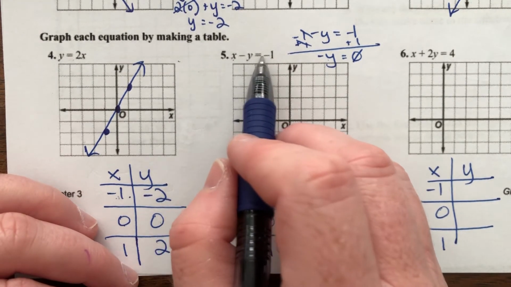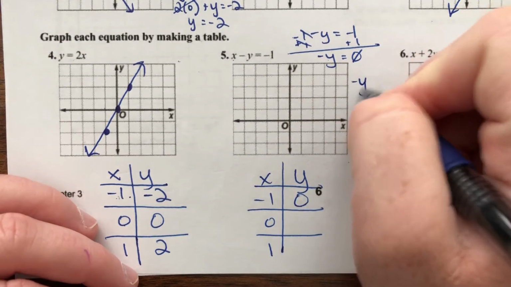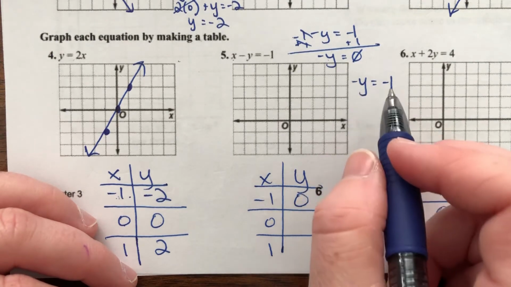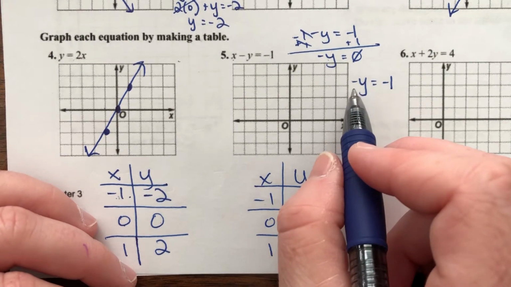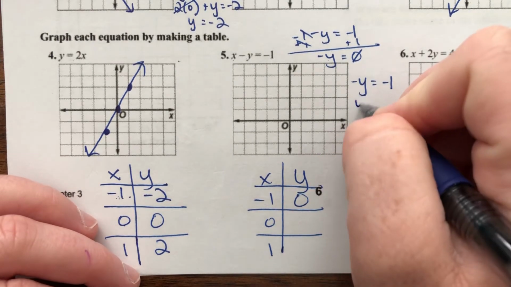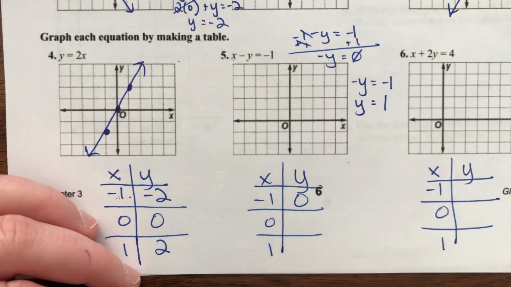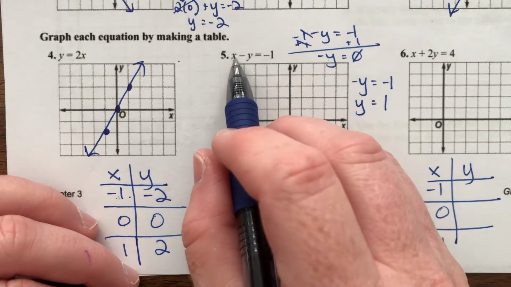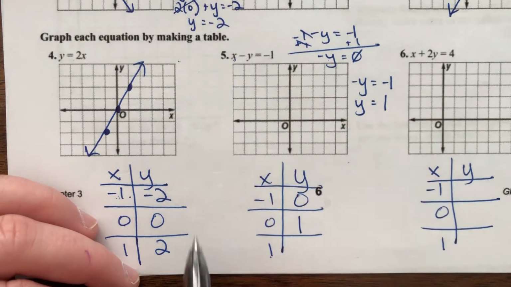0 minus y equals -1. So -y equals -1. Well, I don't care what -y is. I want to know what -1 is. If I change the sign on the left, I have to change the sign on the right. So that's +1. And then when I plug a 1 in for x, 1 minus y equals -1.